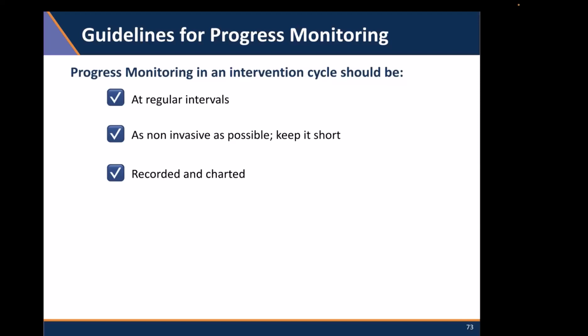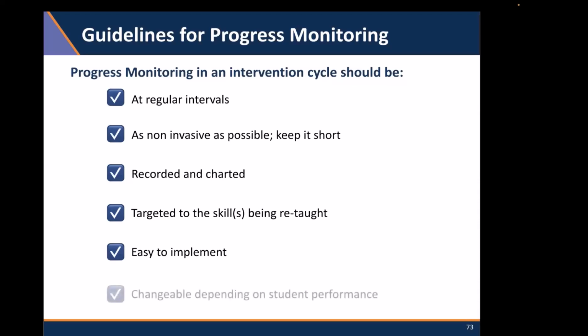So we need to make sure we're keeping track of how our students are doing. And we'll go into some of these in just a second that we can show you how to do. We also want to make sure that we are specifically targeting the skills that we are reteaching, making sure that this progress monitoring isn't encompassing everything. We just want it to be, what are we reteaching? What is the intervention? That's the skill we want to monitor. We want to make sure it's easy to implement for both the students and ourselves.